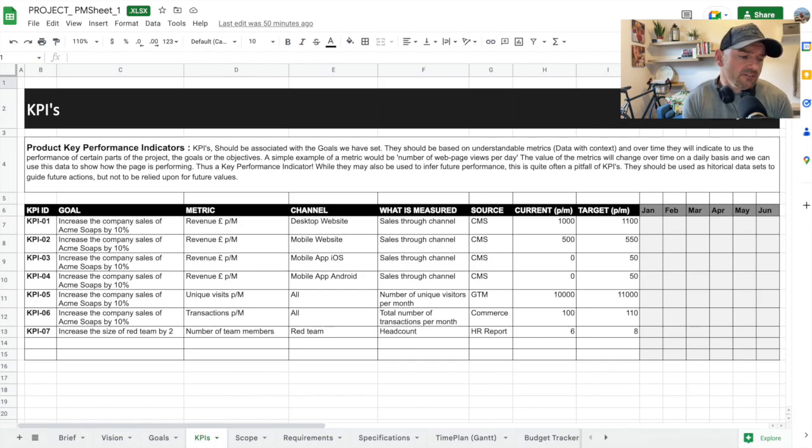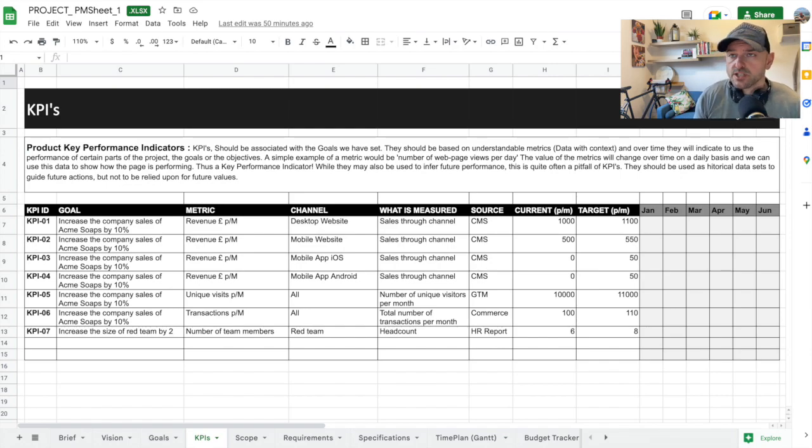I've done both actually. I've had lots and lots of KPIs, and I've also had projects where we've just kept it really, really lightweight, just in terms of the things that we wanted to track. And then what is measured, so it's good just to highlight what is actually being measured. So we want to know the number of sales through each of these channels.